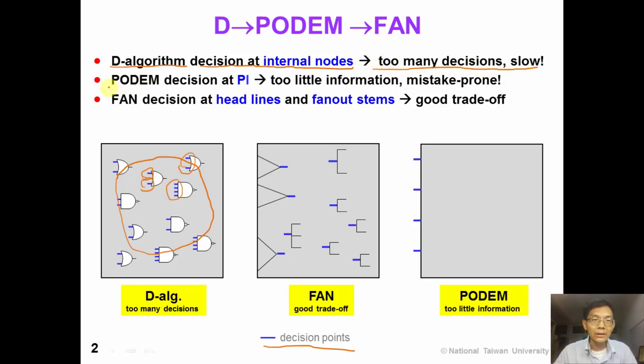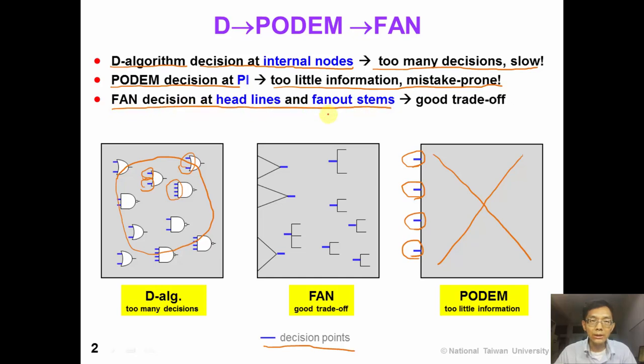On the other hand, the PODEM algorithm ignores the internal information. The PODEM algorithm only makes decisions at the primary inputs. Although the number of primary inputs is small, there is too little information, so PODEM can make mistakes very often. And the FAN algorithm actually offers a good trade-off between the D algorithm and the PODEM algorithm.